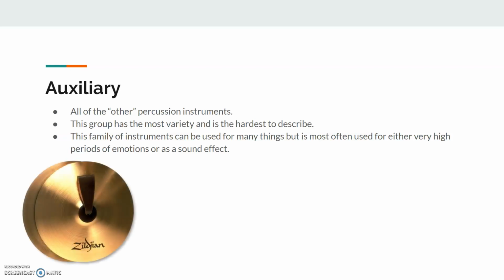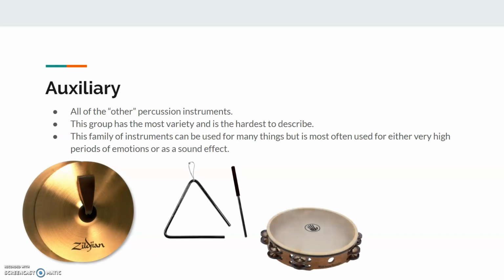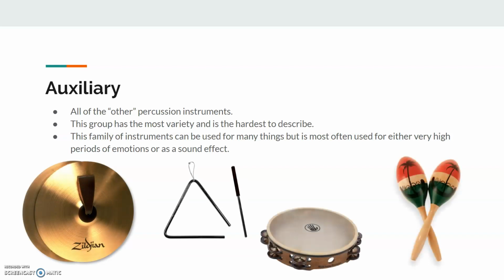This includes instruments like cymbals, a triangle, a tambourine, or maracas, all of these other things. They are hit, shaken, or scraped, but they're not drums and they're not keyboards. They're part of the auxiliary family.